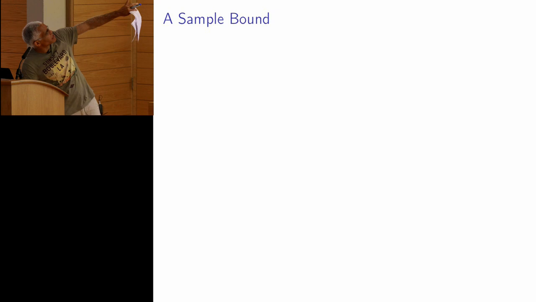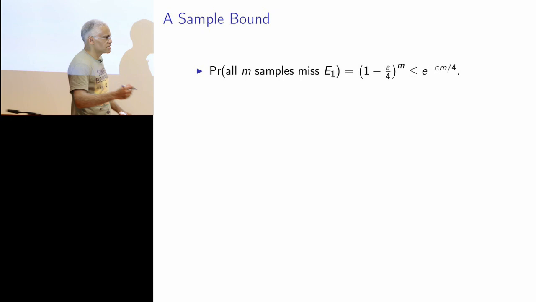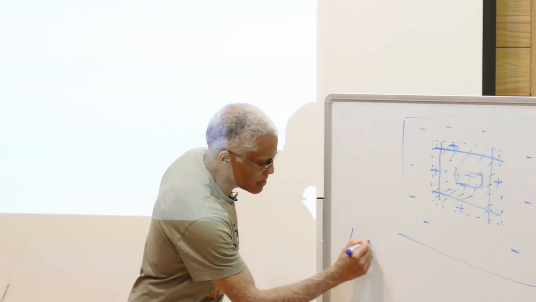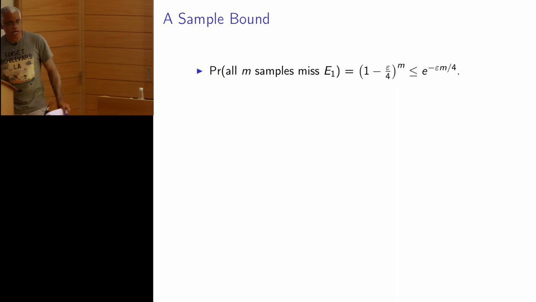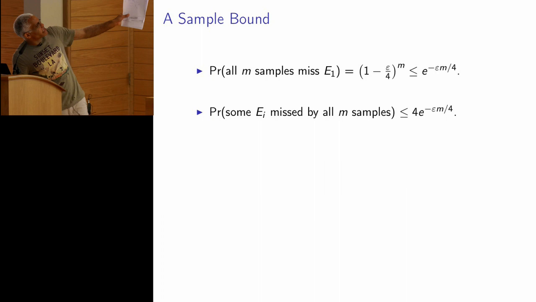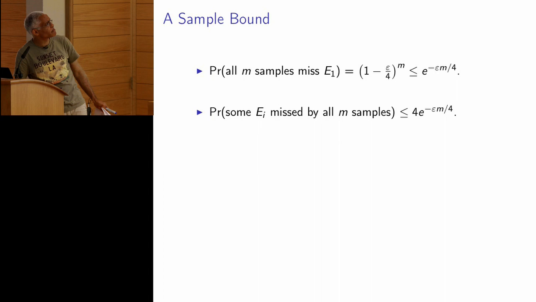I'm going to draw m samples. The probability that all m samples miss the border region E1, which had mass epsilon over 4, is then (1 minus epsilon over 4) to the m. And here we can just use the most useful inequality that you'll ever come across. So this is less than e to the minus epsilon m over 4. So the probability that some border region, E1, E2, E3, or E4, is missed by all m samples is 4 times that. That's just a union bound. So the probability of A or B is less than or equal to the probability of A plus the probability of B.